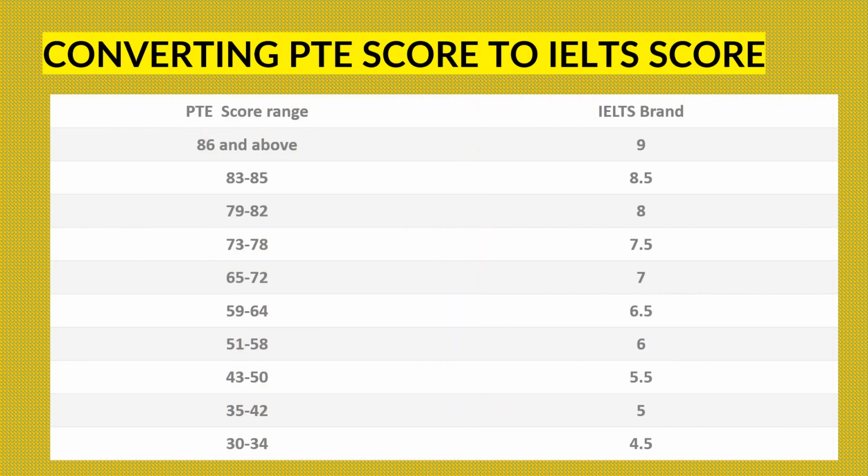Now, the way we convert the PTE score to IELTS score is if you score 86 and above, it's a 9 band, 83 to 85 is 8.5, 79 to 82 is 8, 73 to 78 is 7.5, 65 to 72 is 7, and the list goes on.